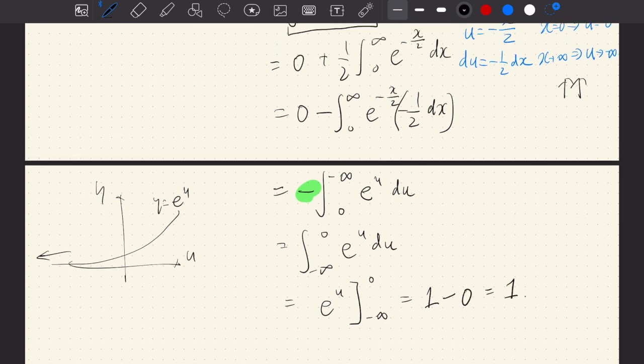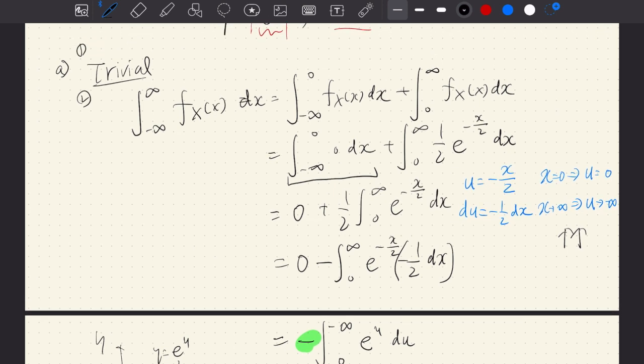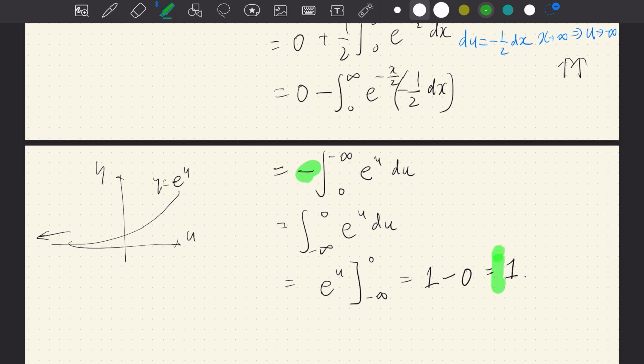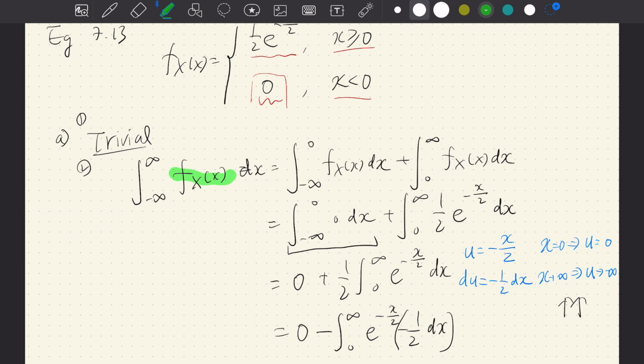So we have verified that when you integrate f_X(x) over the real line, which is from negative infinity to positive infinity, you get 1, right? So this satisfied our second requirement for a probability density function. So we have now verified that f_X(x) is actually a probability density function.